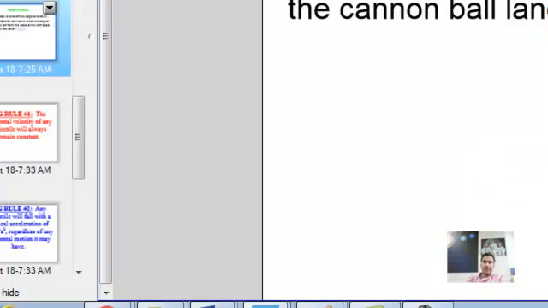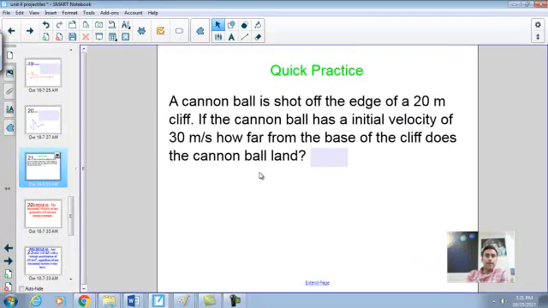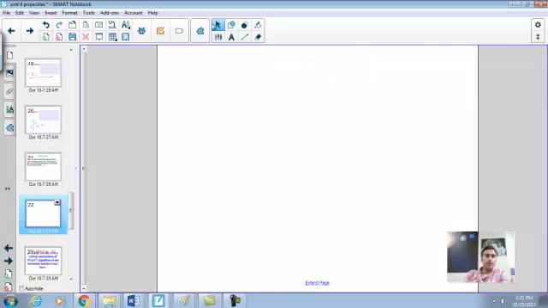So we have a cannonball, and the cannonball is going to be shot off of a cliff which is 20 meters tall. If the cannonball has an initial velocity of 30 meters per second, how far from the base of the cliff does the cannonball land? Alright, so there's a couple of steps that we have to work on.